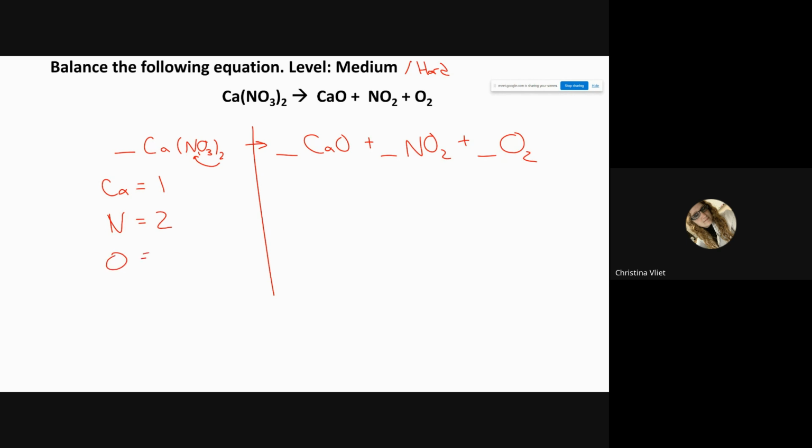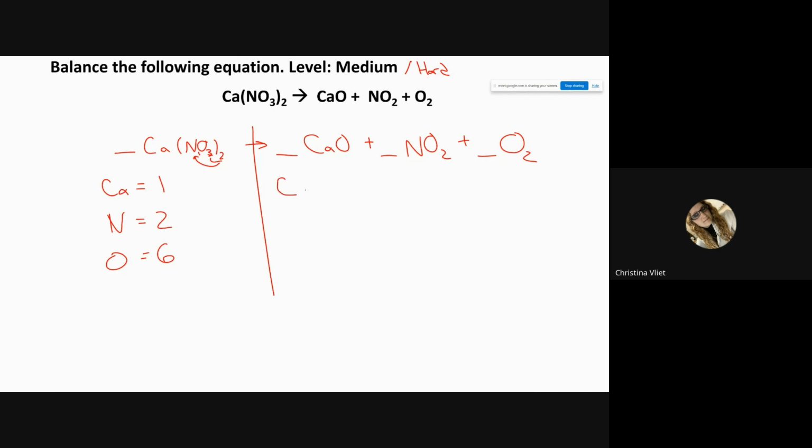Oxygen, how many do I have? 2 times 2 is 6. Split up the polyatomic if the polyatomic ion is not on the other side. There's no NO3 on the other side. You have to split it apart.